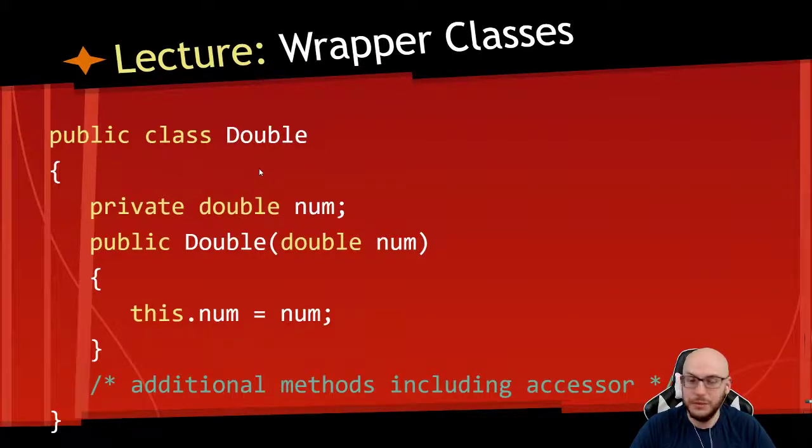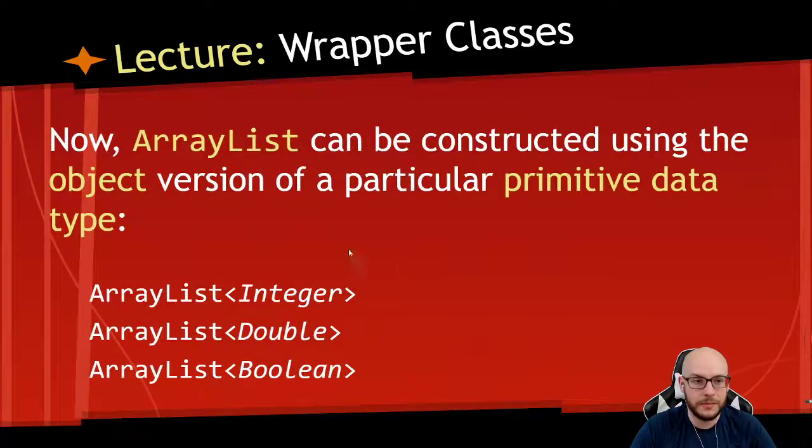In the case of double, same philosophy. We have the Double class. You see a Double constructor. It's going to take in the double primitive data type and simply save it in an instance variable. So you have that double wrapped up in an object, and effectively it's the same thing.